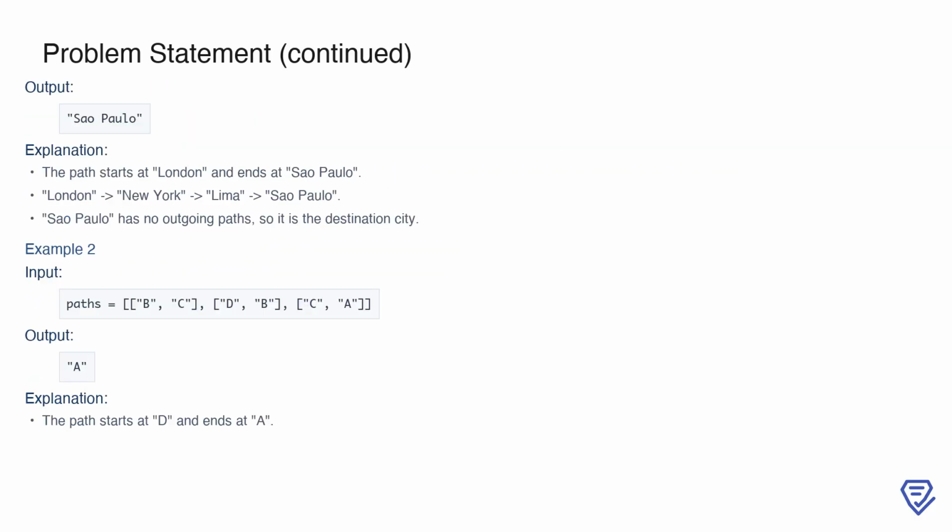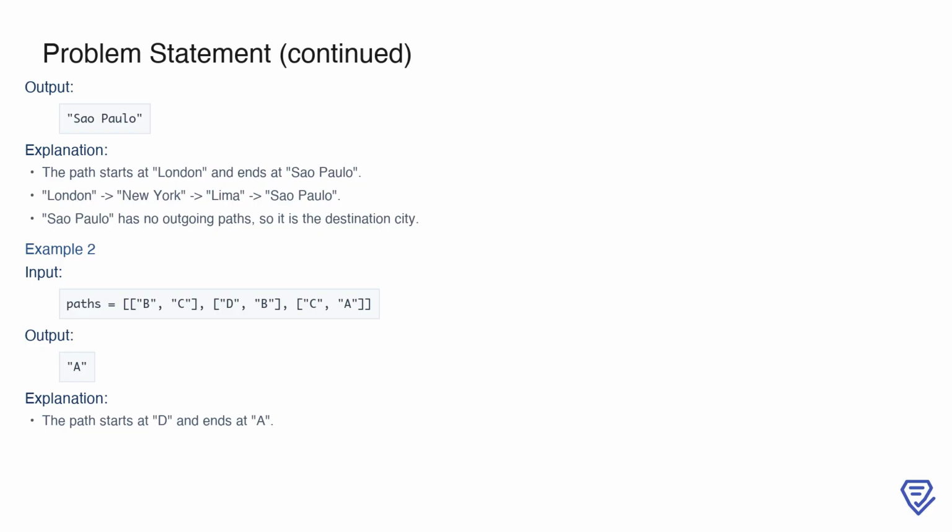In the first example, the input is a list of paths: London to New York, Lima to Sao Paulo. The output is Sao Paulo. To understand why, we can trace the connections. The path starts at London, which leads to New York, then to Lima, and finally ends at Sao Paulo. Sao Paulo is the destination city because it has no outgoing paths.